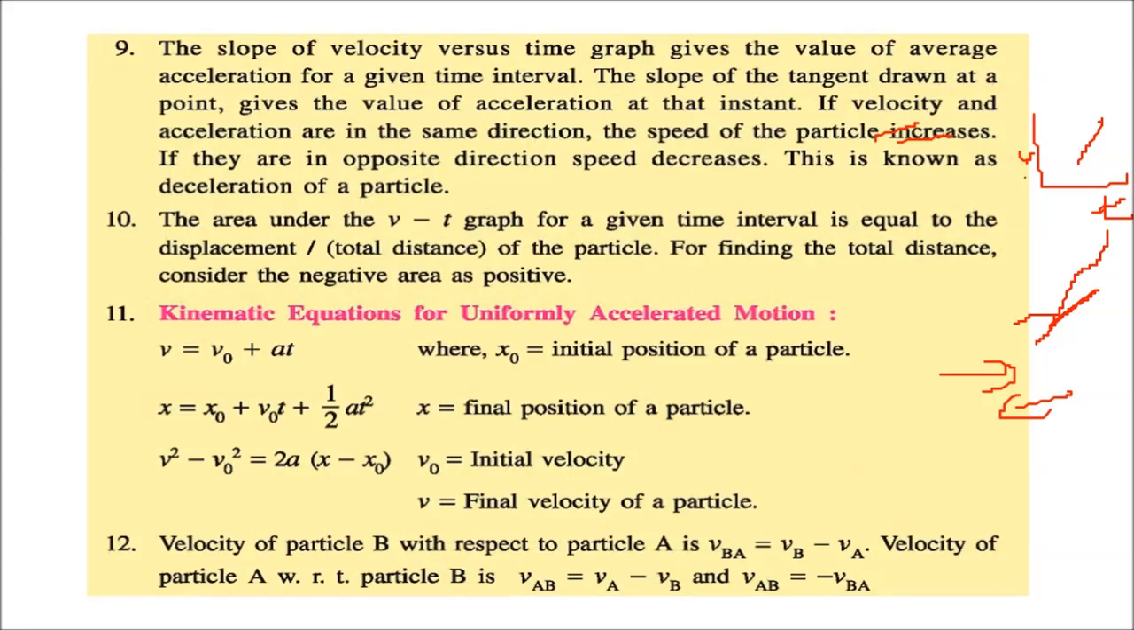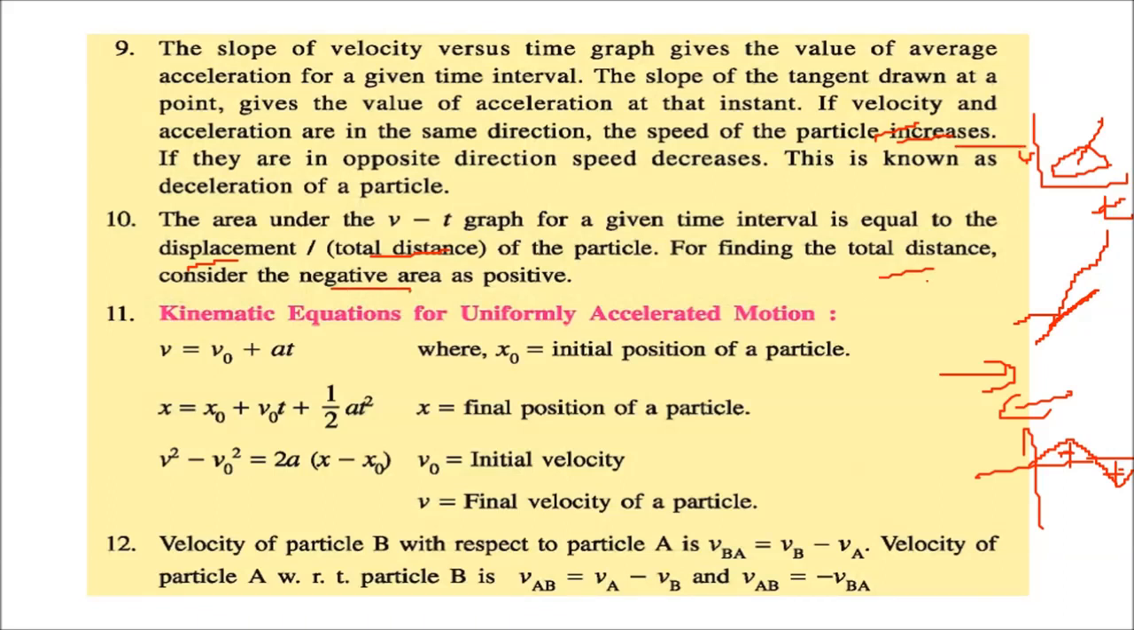Like this, some area is there. The area under the VT graph for a given time interval is the displacement or total distance of the particle. For displacement, we will take positive and negative. If this is the graph, this is plus, we have to take this as plus, this is negative for displacement. For distance, we have to take this as plus and this as plus, so we have to add these two. That is the total distance. Consider the negative area also as positive.